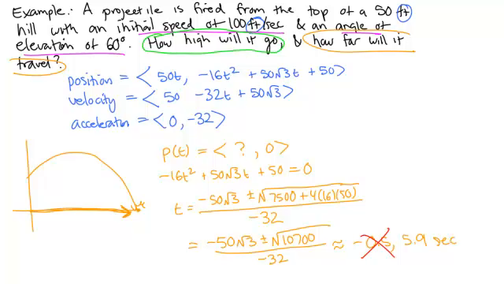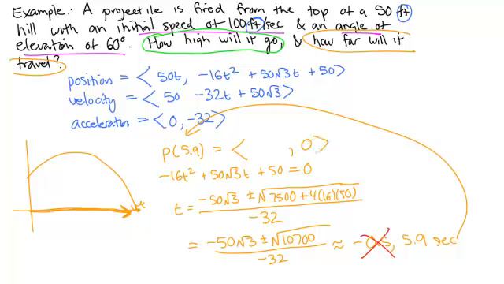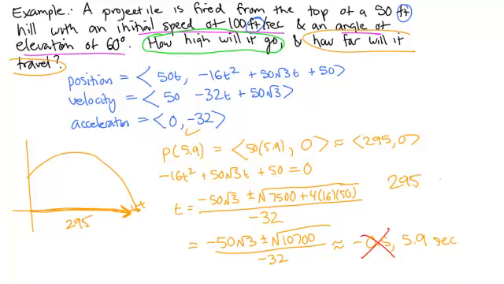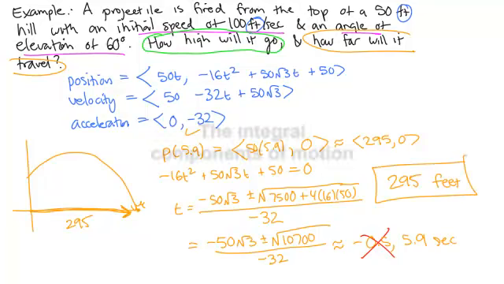Now let's take this time and plug it back into the original position function right here to figure out what our final position is. So we're going to have p of 5.9 is equal to the vector, well, its second component's got to be 0. That's how we found it. Its first component is going to be 50 times 5.9, and so that simplifies to 295, 0. So that means we traveled 295 feet before coming to rest.